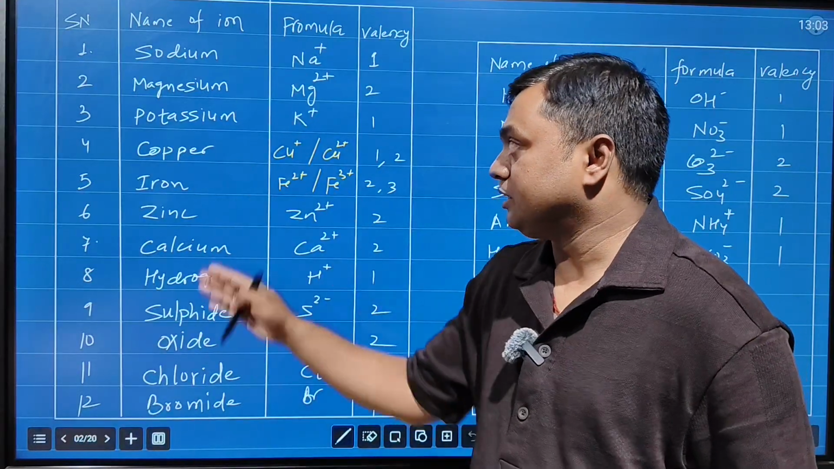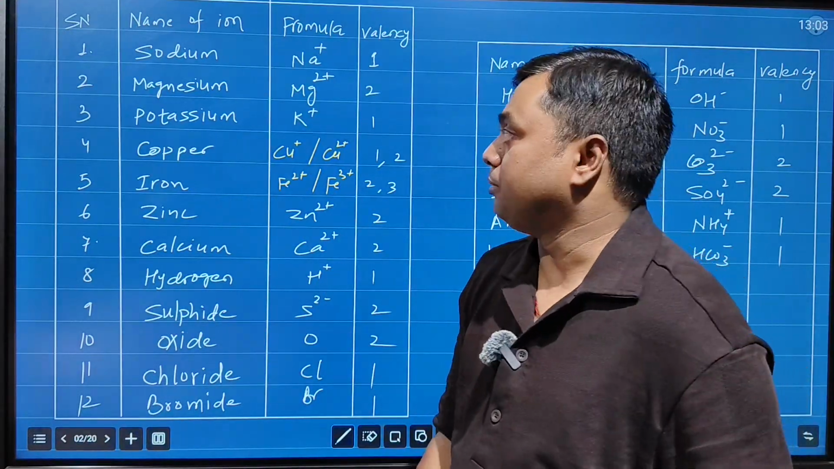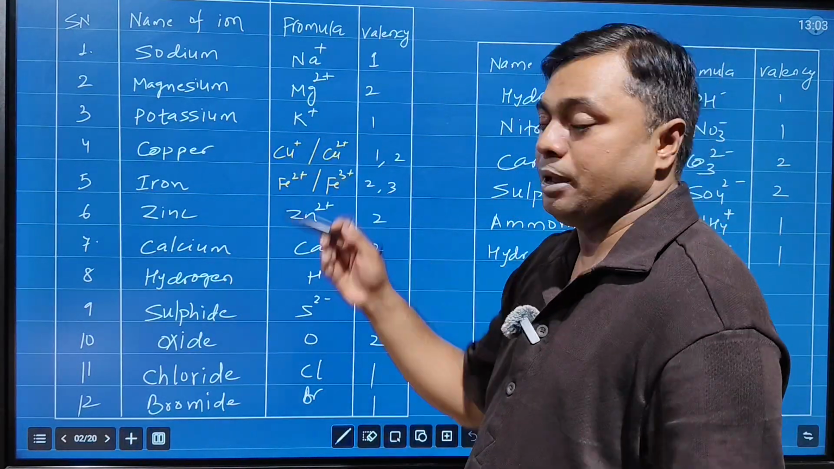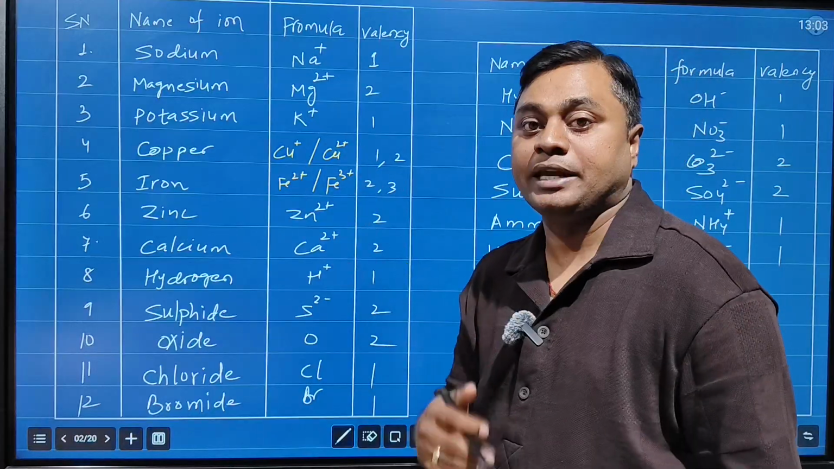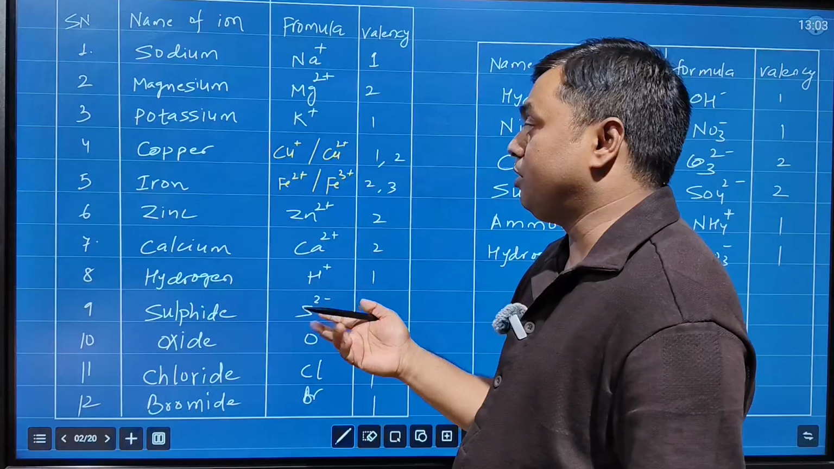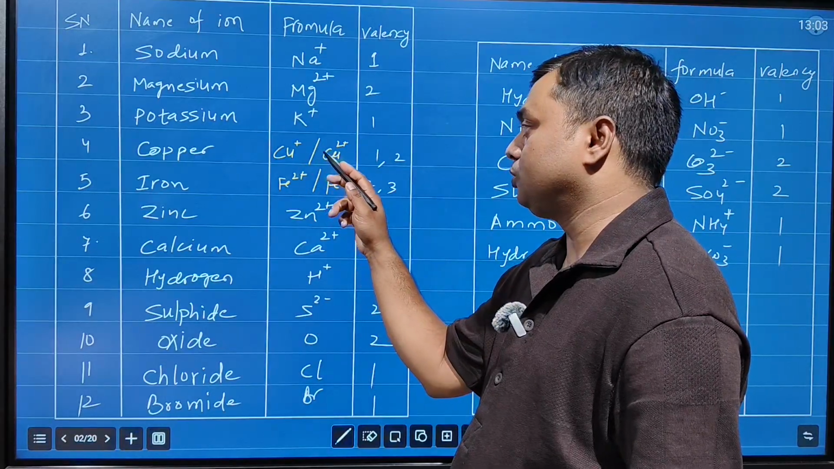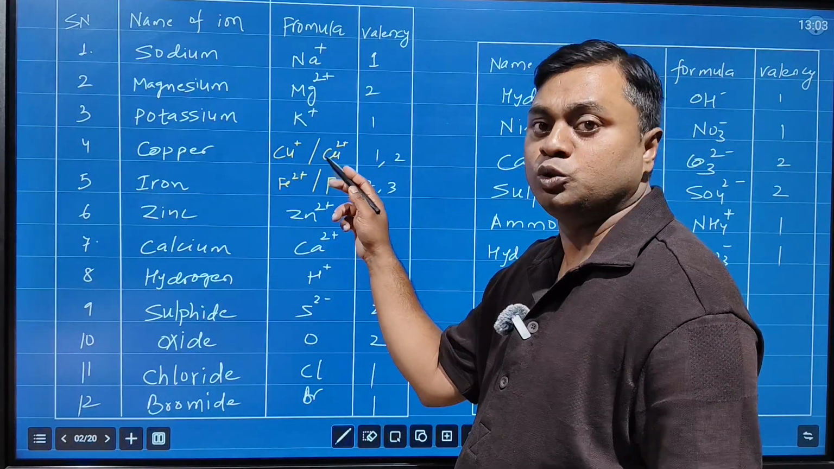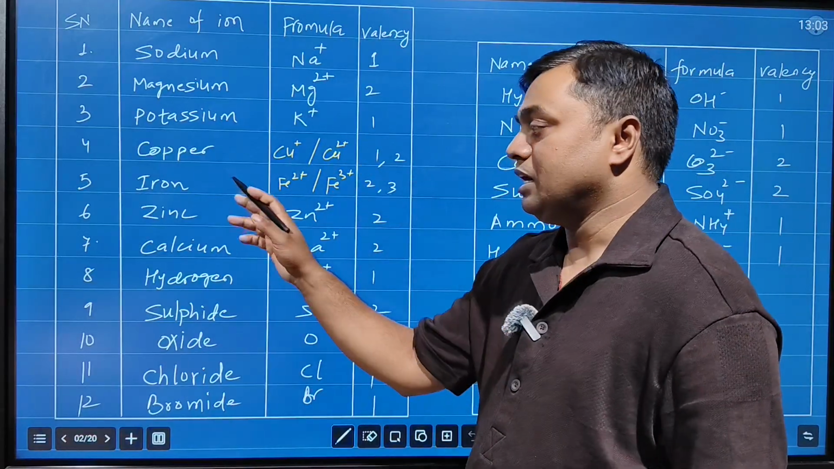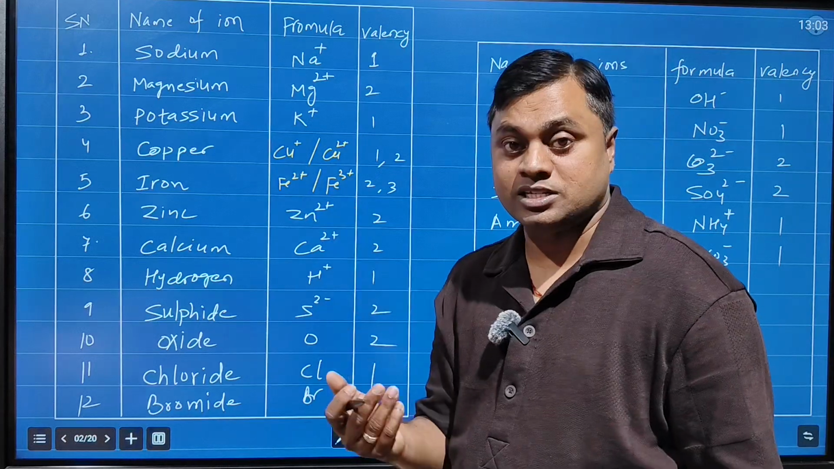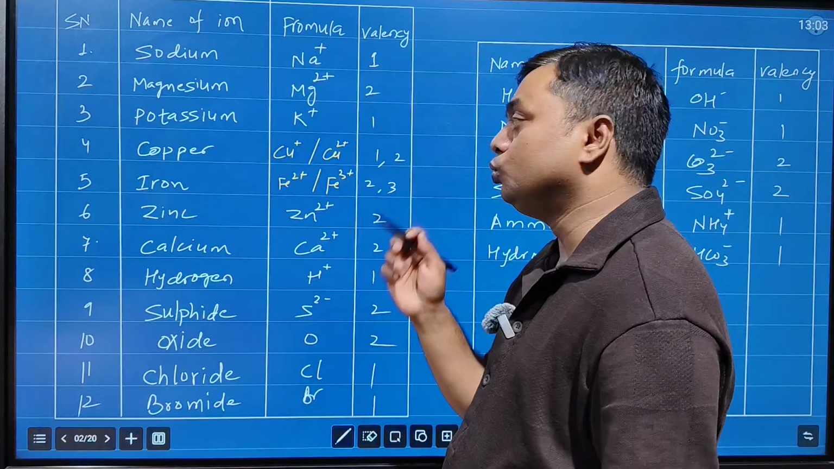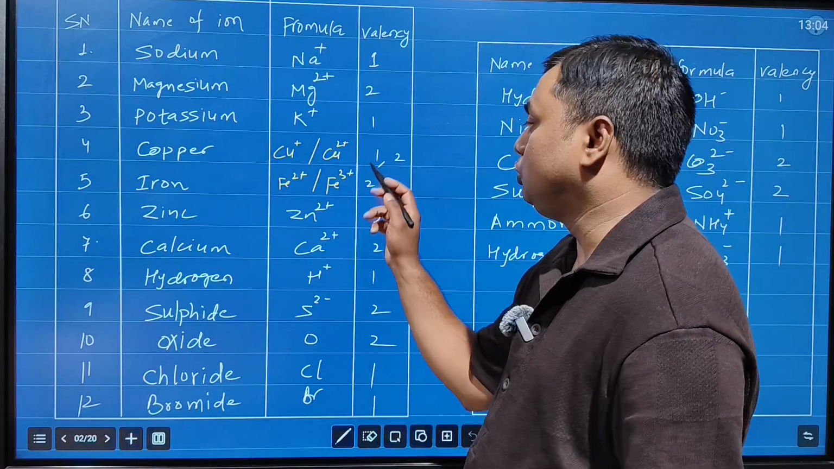You can see here these are the frequently used ions in this chapter, like sodium Na+, valency is 1, magnesium Mg2+, valency is 2, potassium K+, valency is 1. Copper has variable valency, 1 and 2. So Cu+ for valency 1 and Cu2+ for valency 2. Similarly, the lesser valency is called cuprous and the higher valency is called cupric. So Cu2+ is cupric and Cu+ is cuprous.